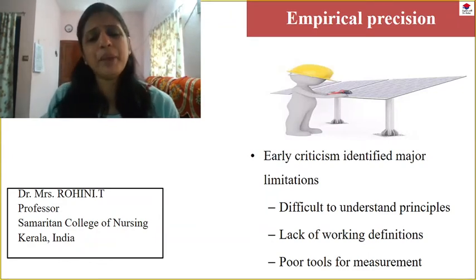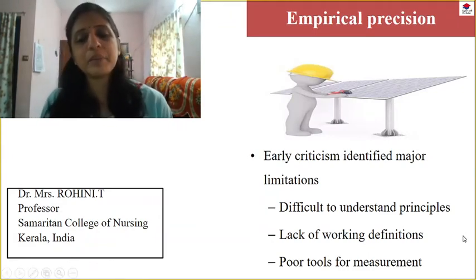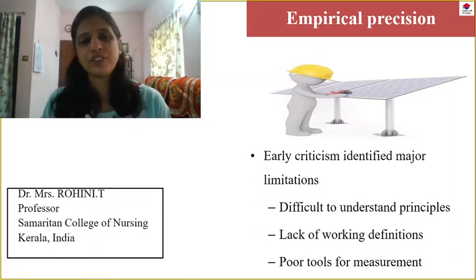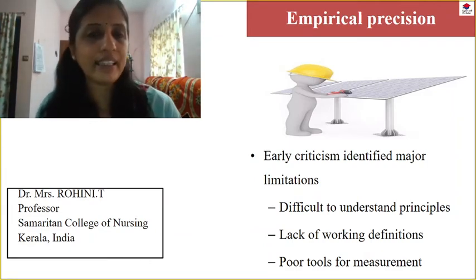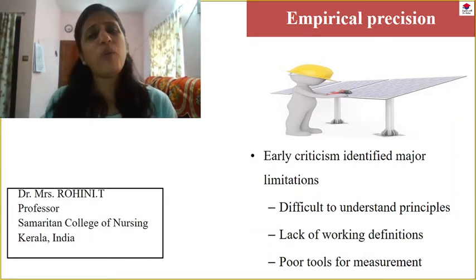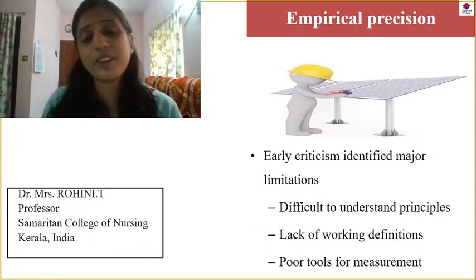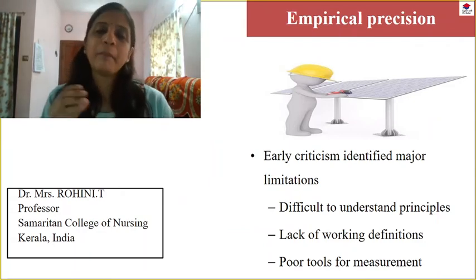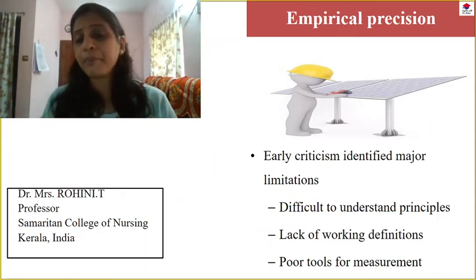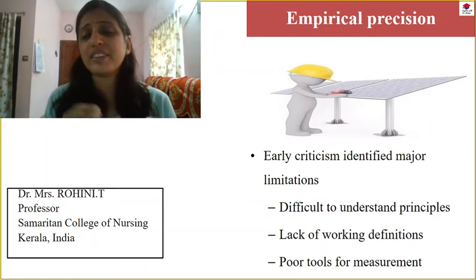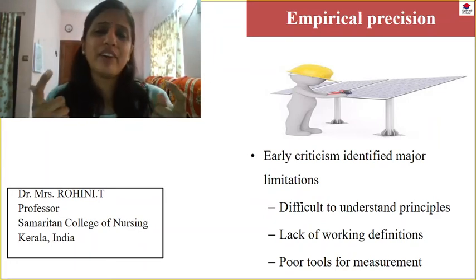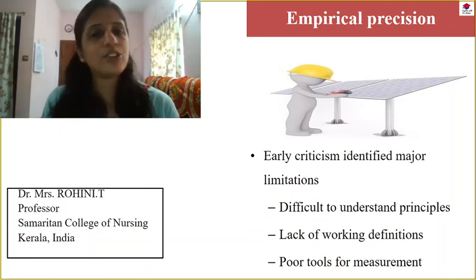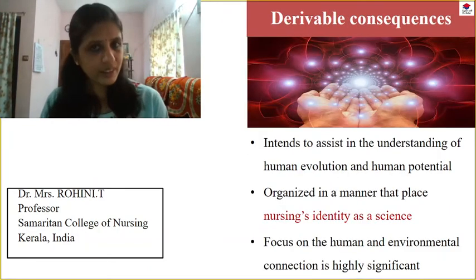Empirical precision: people find it difficult to understand the principles. There is a lack of proper definitions and of how to measure this energy field. Suppose I want to do a research study based on Rogers' theory, what instrument will I use to measure the energy field? See, all these are the problems in Rogers' theory. Some people find it very interesting. Some people find it very complex, because there are such big, complex words to remember and understand. And for a research study as such, you don't have a proper tool for measurement.